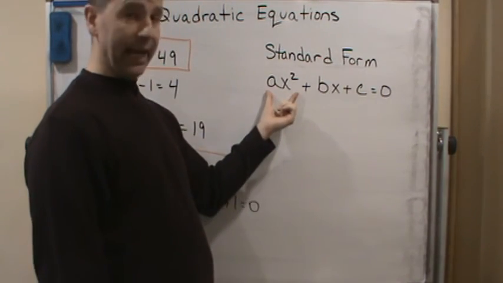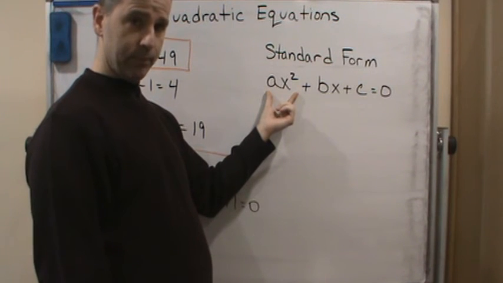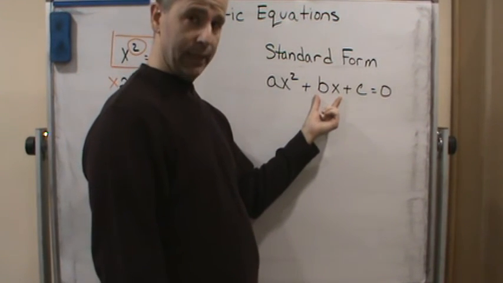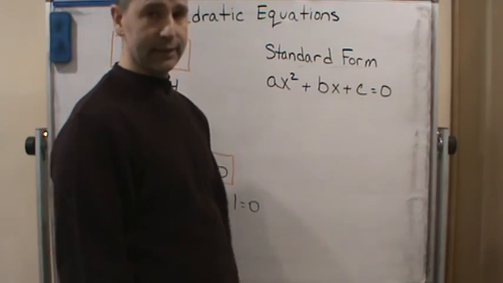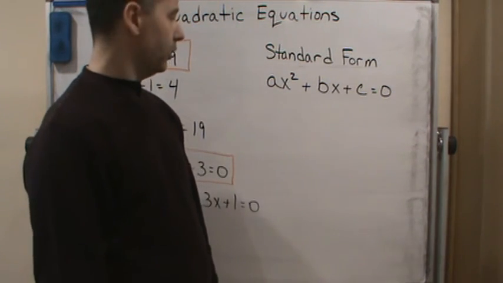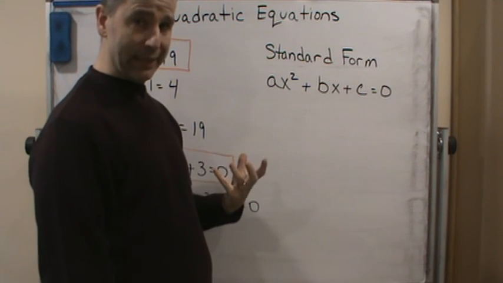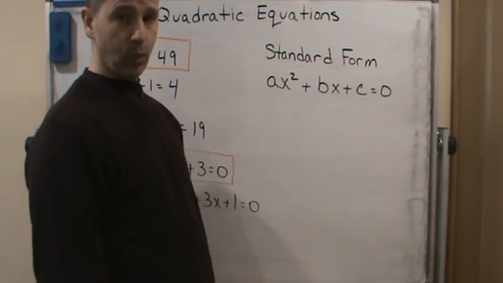So this is called the x squared term. Okay, this is called the x term, and this is called the constant term. Okay, so this is what we call standard form. Okay, so when we want something written in standard form, this is what we mean.